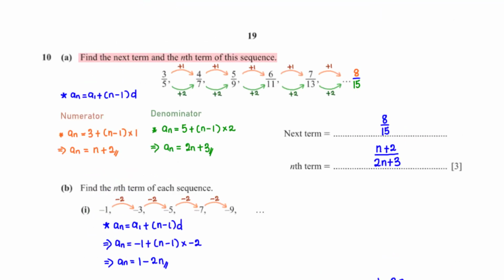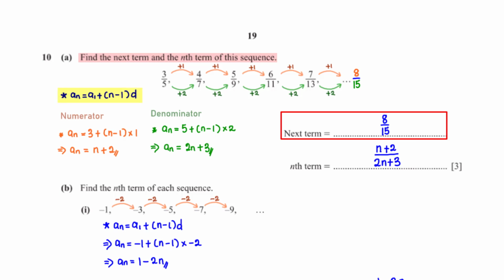Find the next term and the nth term of this sequence. The terms in the numerator are increasing by 1. So to get the numerator of the next term, we add 1 to 7, which gives us 8. The terms in the denominator are increasing by 2. So to get the denominator of the next term, we add 2 to 13, which gives us 15. So we have 8/15.